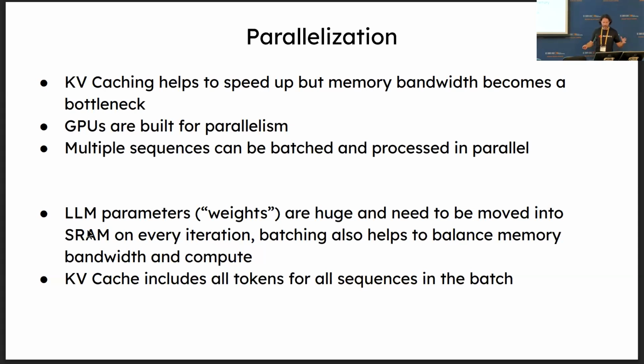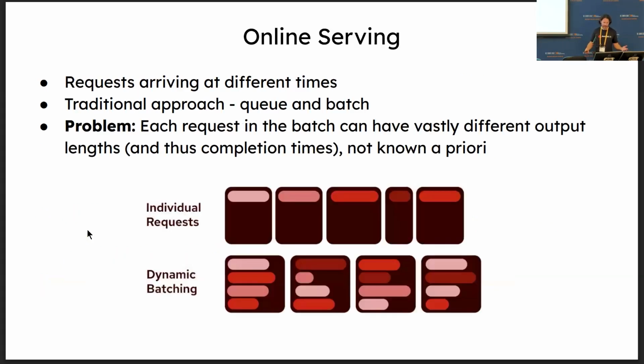And so we need to parallelize. We can batch multiple sequences together. If multiple users are generating text together, then we can put them in a batch and process them in parallel, and that means we get more compute relative to the amount of data movement that we have to do for each token. And then the KV cache now includes the history for all of the sequences in the batch. So we have a batch that we run together.